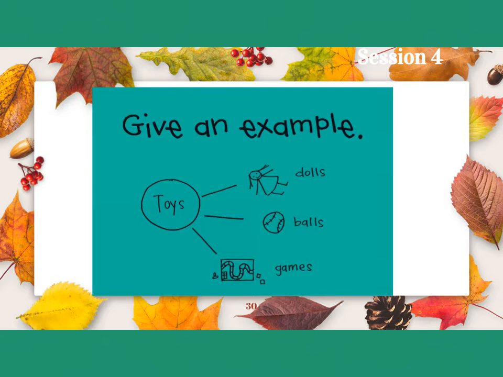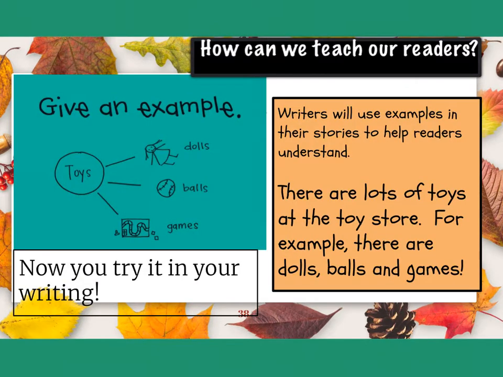We are going to talk today about giving an example when we're doing our nonfiction writing. An example is something that we do to make our readers understand our story better. I'll give you an example of an example. All right, so if you have toys, an example of a toy would be a doll, a ball, or a game, right? We're telling more about it. All right, let me show you some examples.